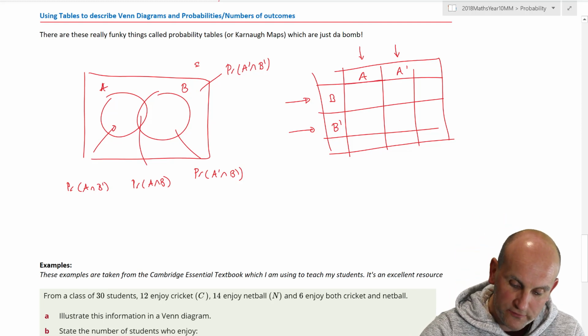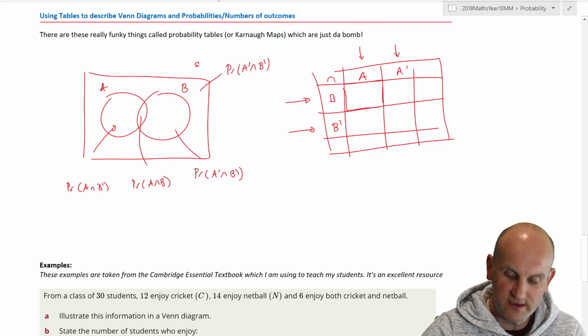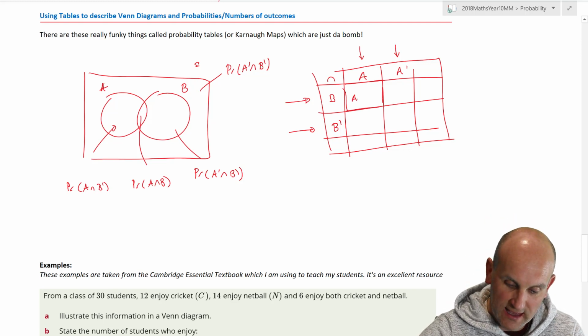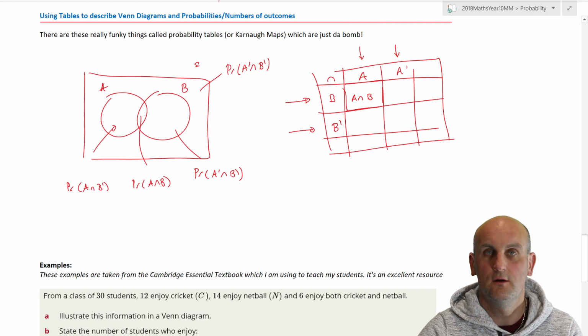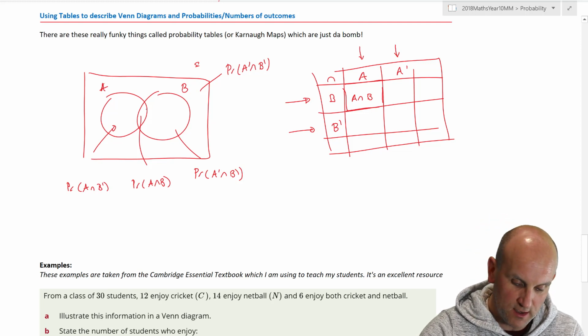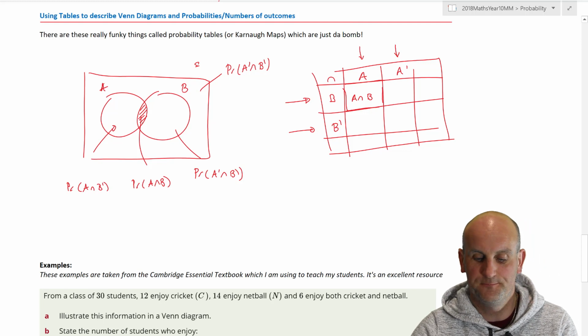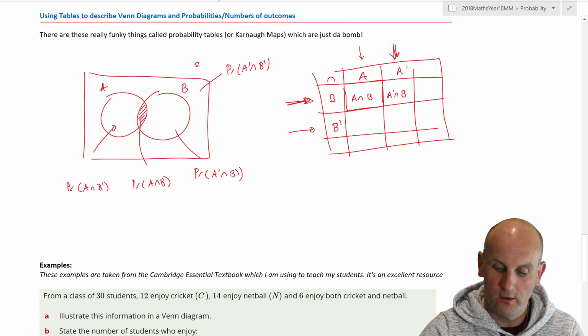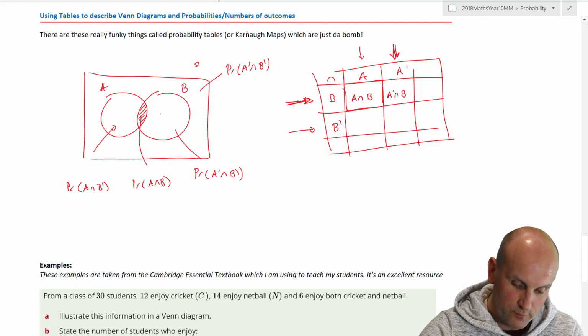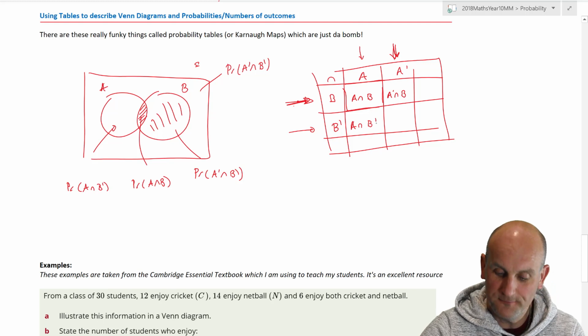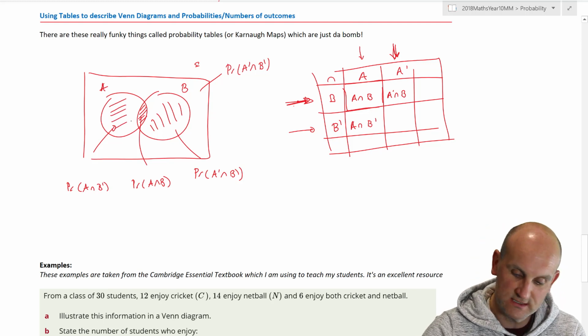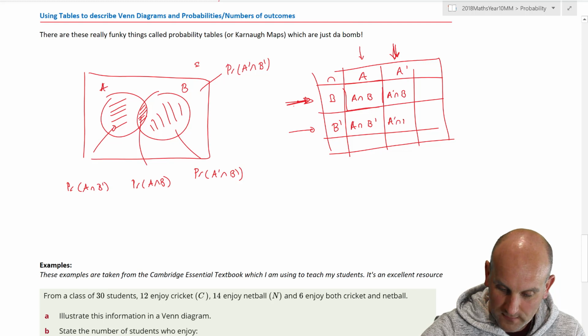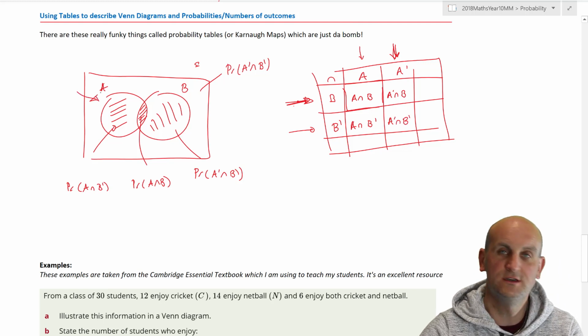So this box here is the idea of A and B, or A intersection B. So where's that on my graph? It just turns out that that's a little bit there. This here would be not A and B. Why? Because it's in the not A column and the B row. So not A and B, which would be this bit here. This would be A and not B, which is there. And this would be not A and not B, which is obviously all the stuff around here.